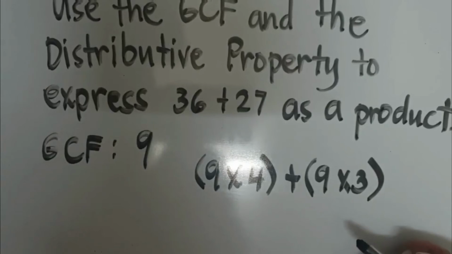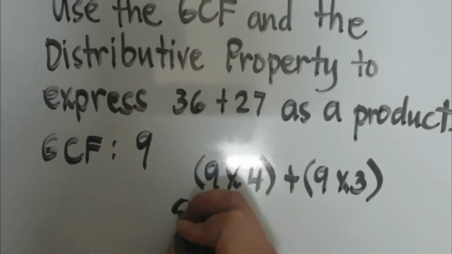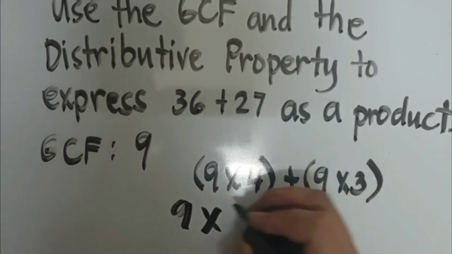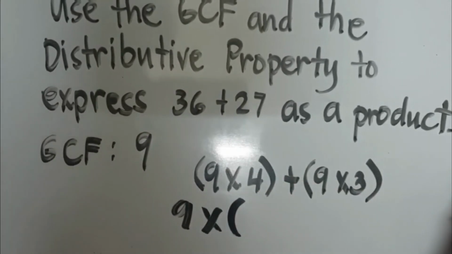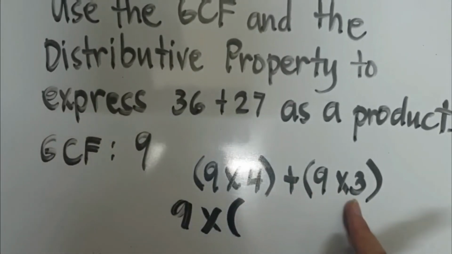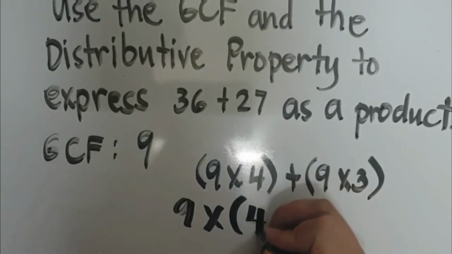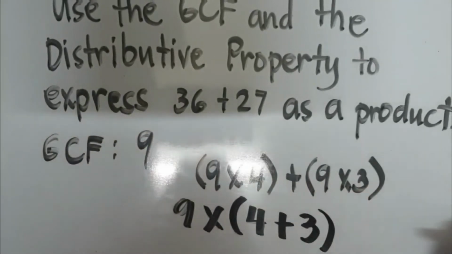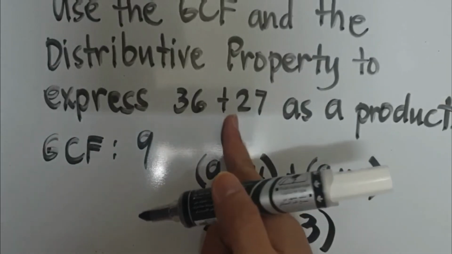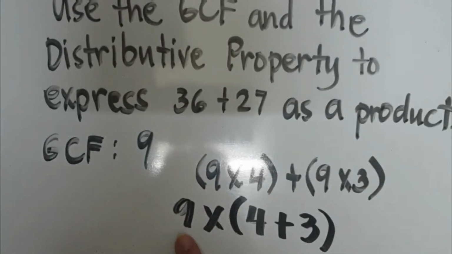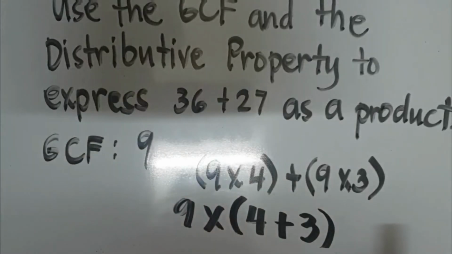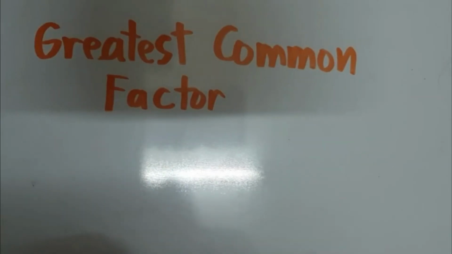Now we will get the common factor, which is 9. And then we will multiply it with the sum of the remaining factors, which are 4 and 3. So 36 plus 27 written as a product is 9 times 4 plus 3, or 9 times 7, because 4 plus 3 is 7. So again, to find the greatest common factor of numbers, we can use different methods.